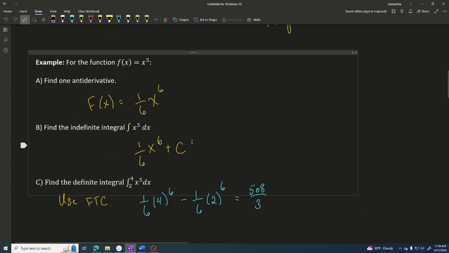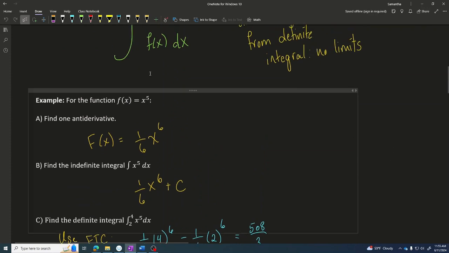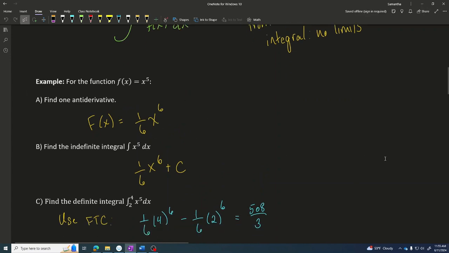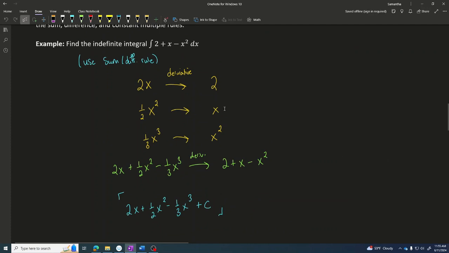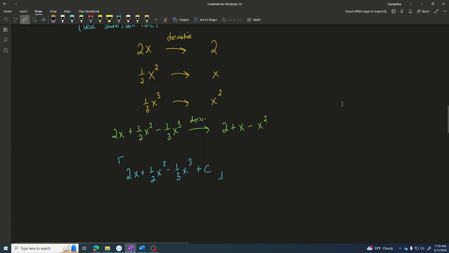Now, based on the examples we've done so far, you can already probably guess the general formula. X to the 5th power, its integral became 1/6 x to the 6th power. The integral of x to the 1st power became 1 over 2 x to the power 2. The integral of x to the 2nd power became 1 over 3 x to the power 3. And in all these examples, we see a general sort of format to the antiderivative. You increase the power by 1 unit, and then you divide by that increased power.